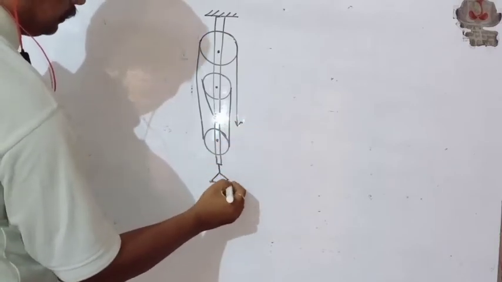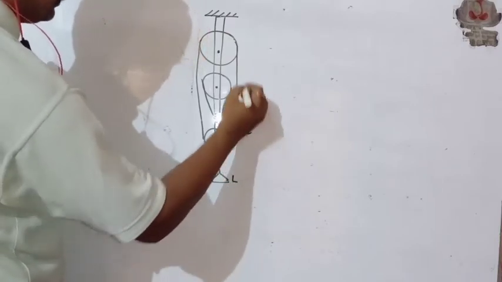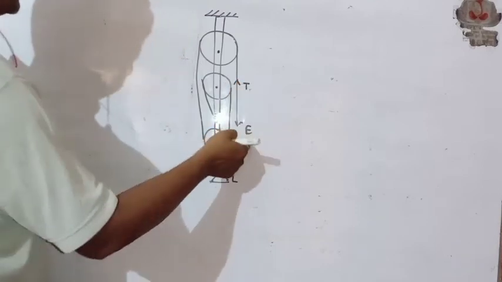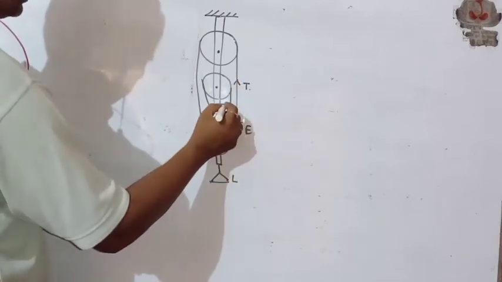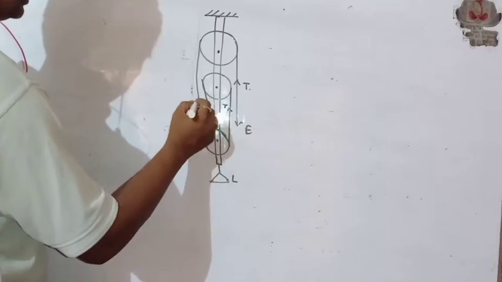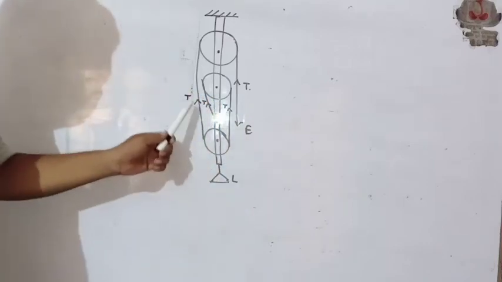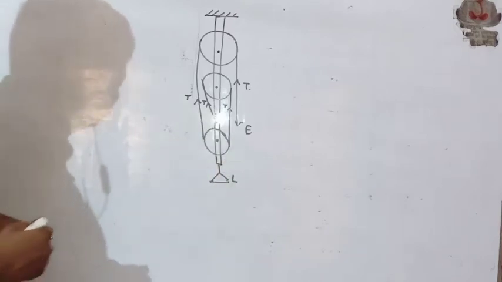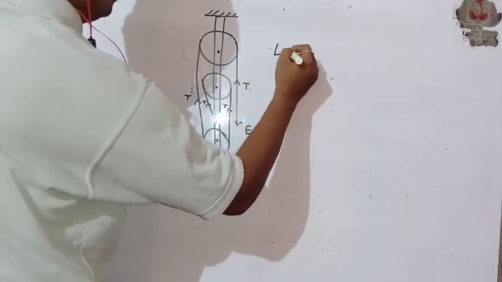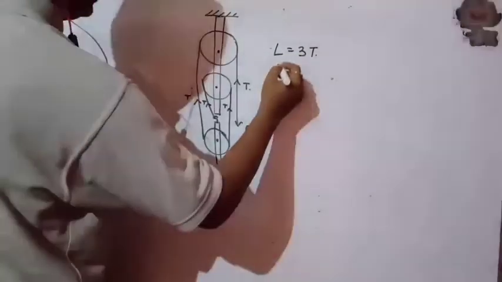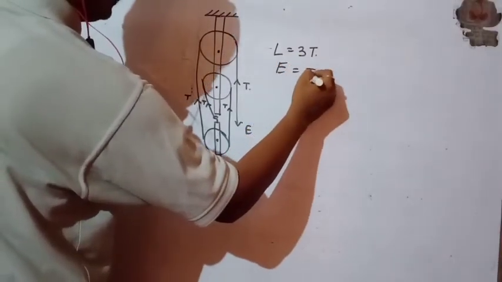Here is the load, here is the effort. This tension is associated with this effort. This is one tension, this is one tension, this is one tension. So the total tension 3T supports the load. So in this case, load equals 3T, effort equals T.